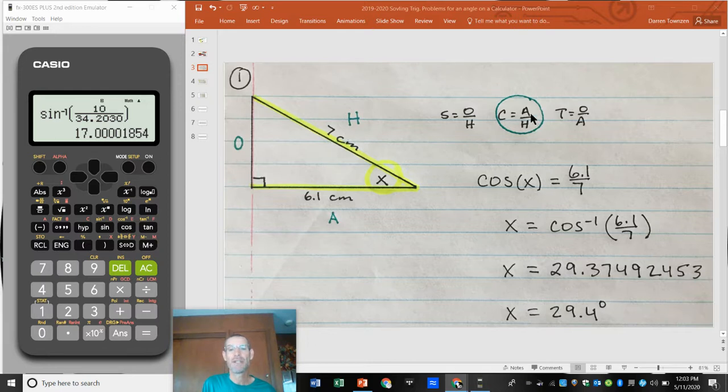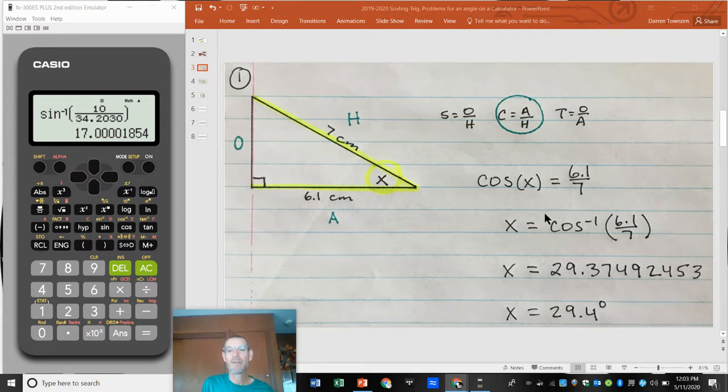So I need a place to put in the 6.1. That'll be right there on the top. I need a place to put in the 7. That'll be right there on the bottom. So this is a cosine problem. So I write my equation like this. The cosine of the angle, which in this case is x, equals the adjacent, which is 6.1, over the hypotenuse.